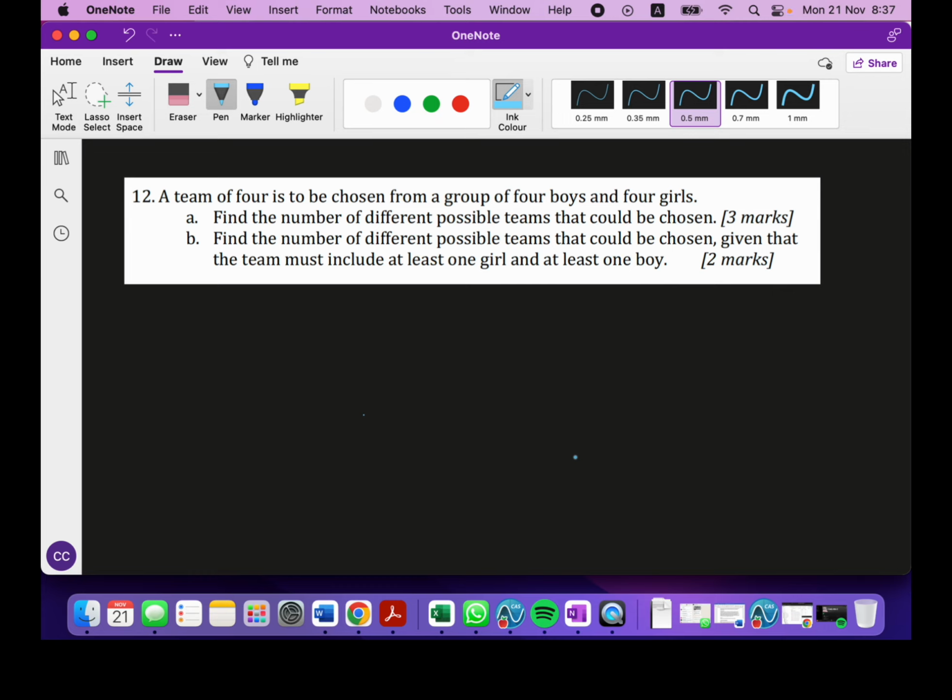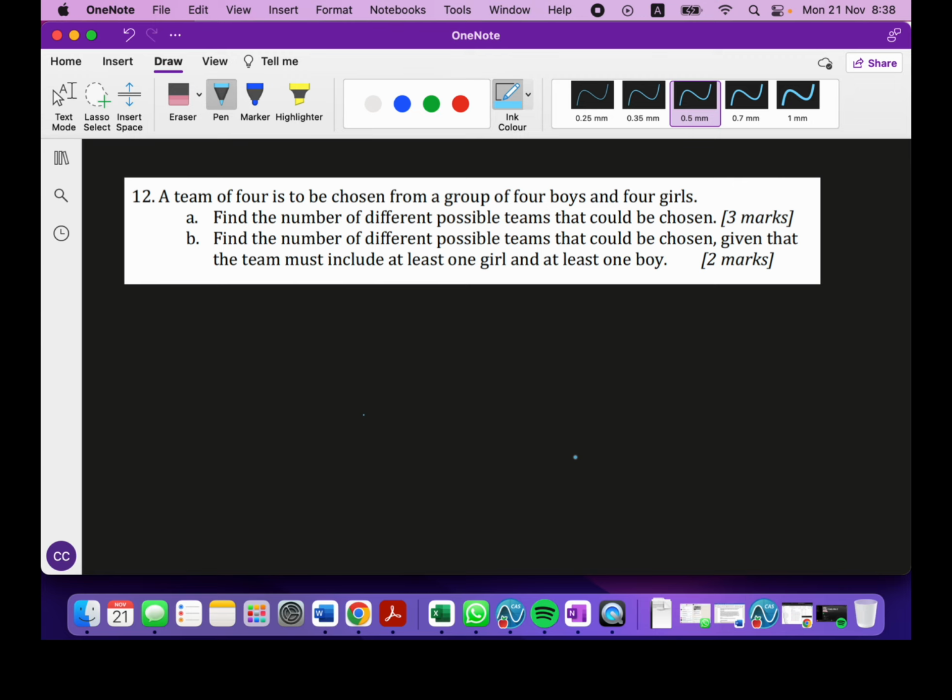Okay, this is from our trimester one review packet. This is question 12 from the more difficult or more challenging questions for paper one. This is about counting theory, combinatorics. So let's just look at it.